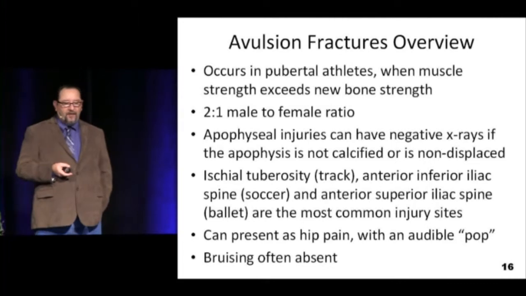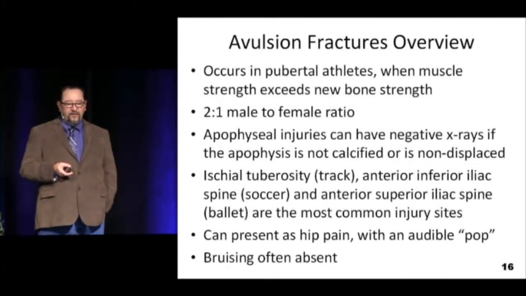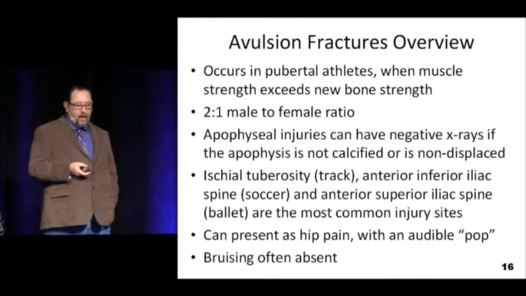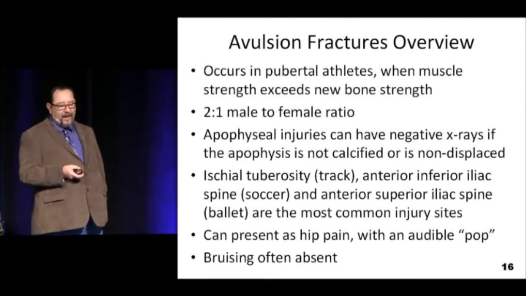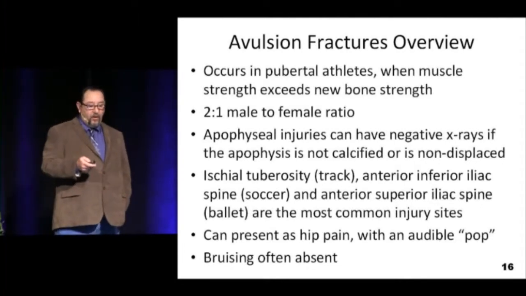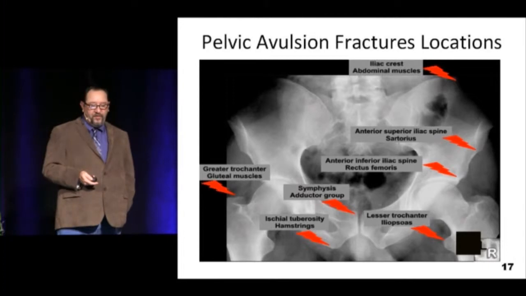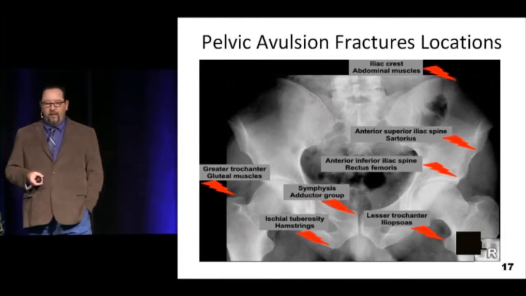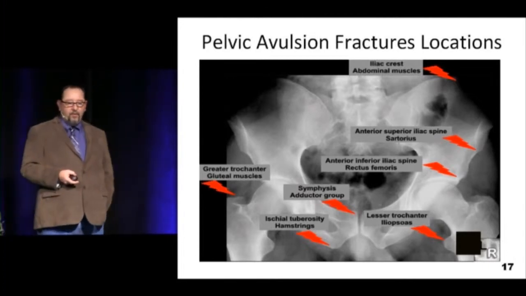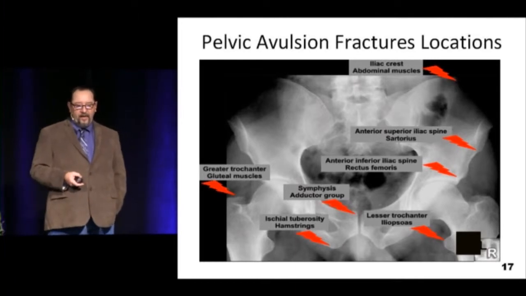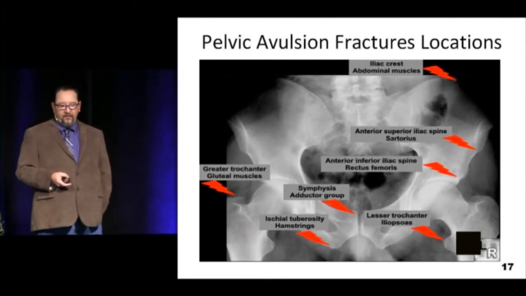So the ischial tuberosity can do it in track, the iliac spine in soccer, the anterior superior iliac spine in ballet are most common. They might even have heard a pop. There might be a big bruise in the area, and this drawing really summarizes it. So the abdominal muscles can pull off the iliac crest. The ASIS is the sartorius. The inferior iliac spine is rectus femoris.